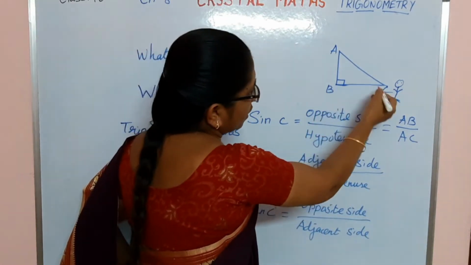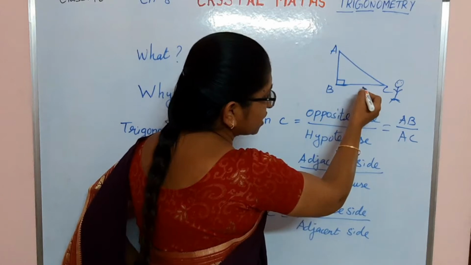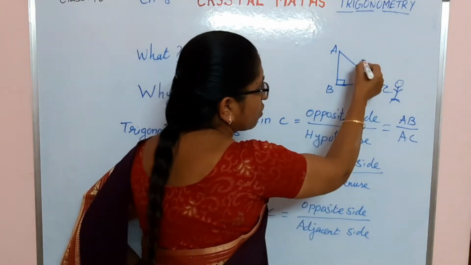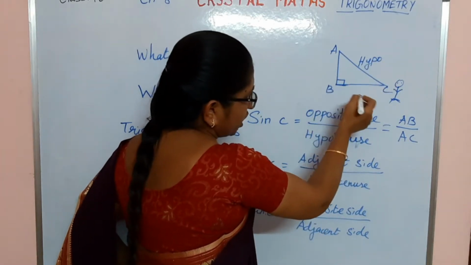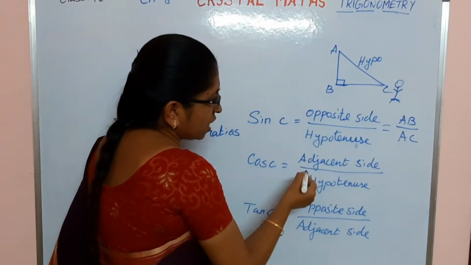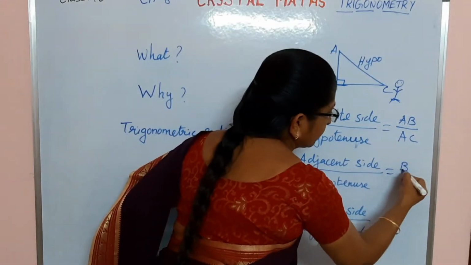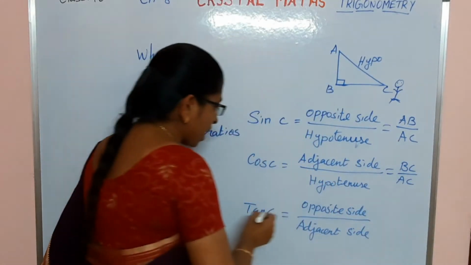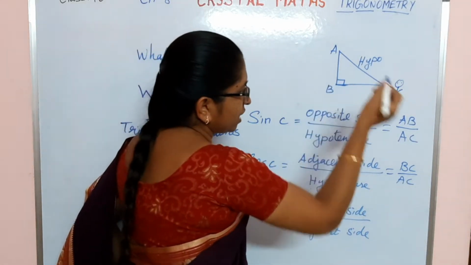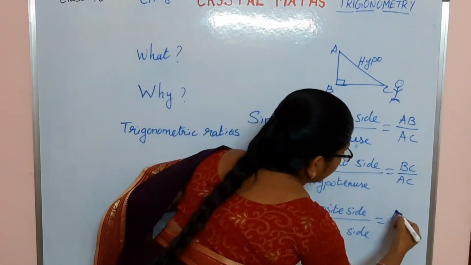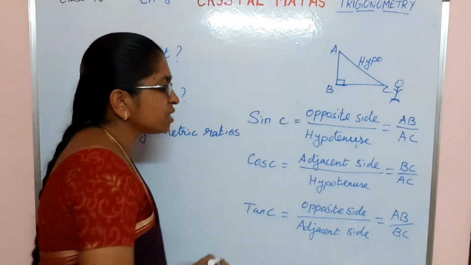Cos C. Cos C is adjacent, which is nearby. Remember children, both are adjacent. Adjacent in the sense we should not consider the hypotenuse. This always will be called hypotenuse only. This too will change wherever you are standing. So, adjacent side by hypotenuse is called cos C. Adjacent is here, BC. BC by AC. And tan C is nothing but opposite side by adjacent side. Opposite is AB, adjacent is BC. AB by BC. This can be written as sin C by cos C also.